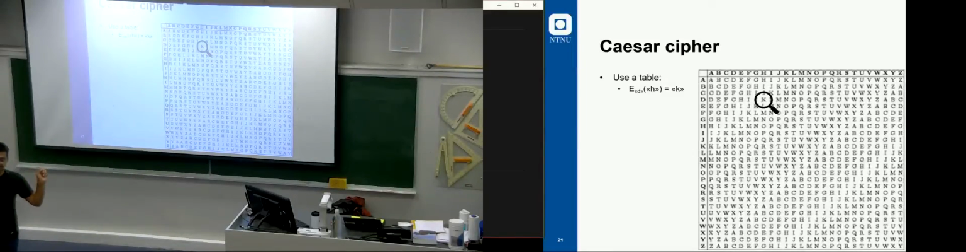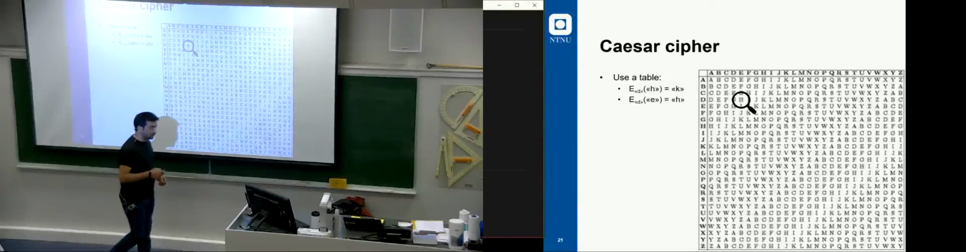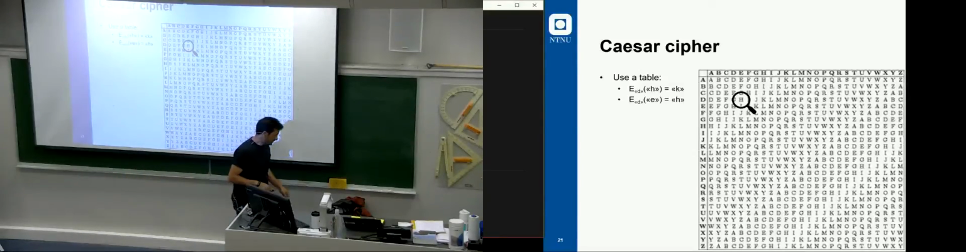And same thing, if you see for the plain text E with the same key, that's D, the encrypted text will be H. Same for others.